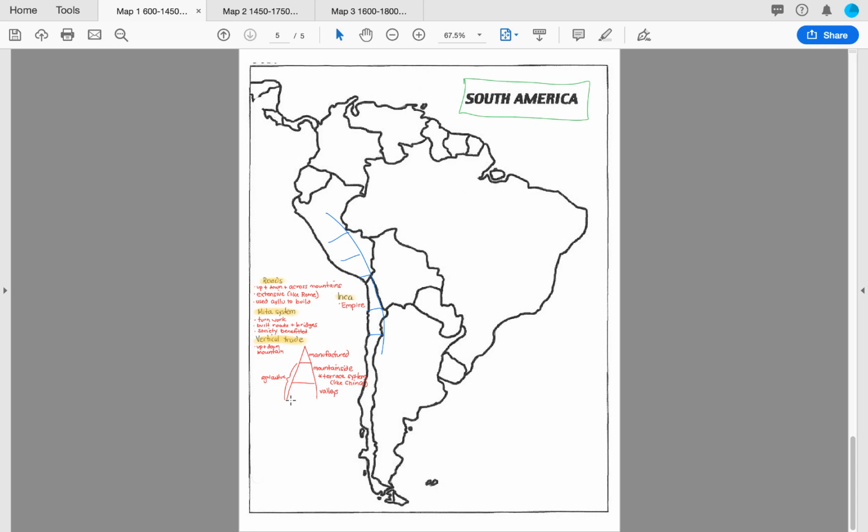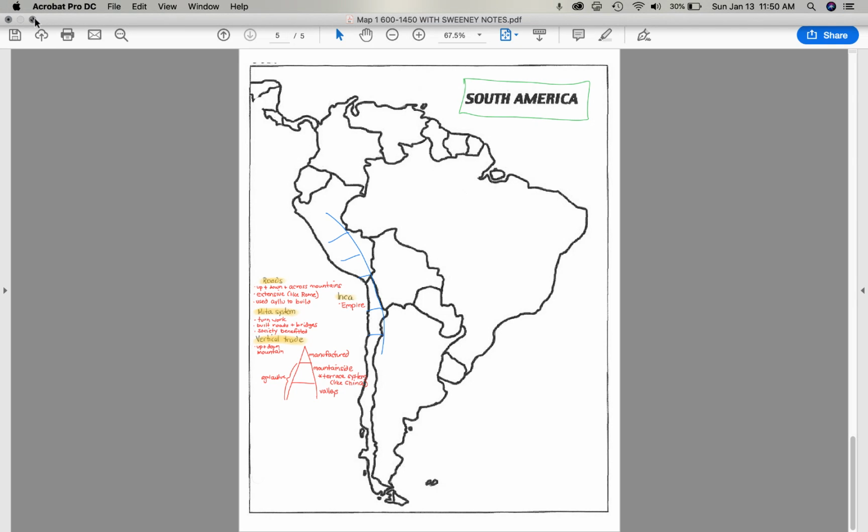But you want to know that trade in the Incan Empire was different. It did not happen across large regions. It happened up and down the mountains. So the mountains themselves designated the different ecological zones, which would then have goods traded back and forth up and down the mountains. So that is vertical trade. And that is the end of our maps for 600 to 1400, period 3 in AP World History.